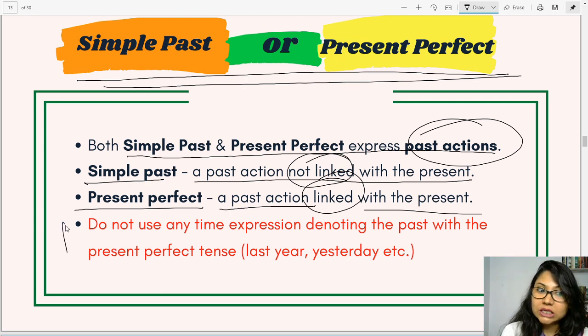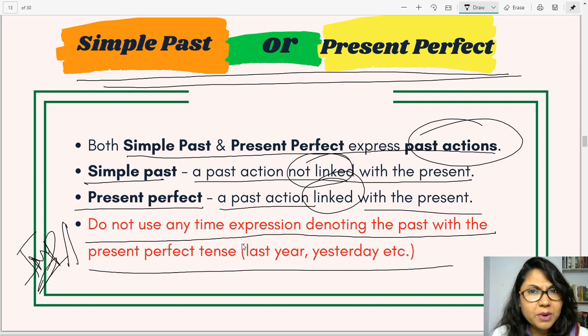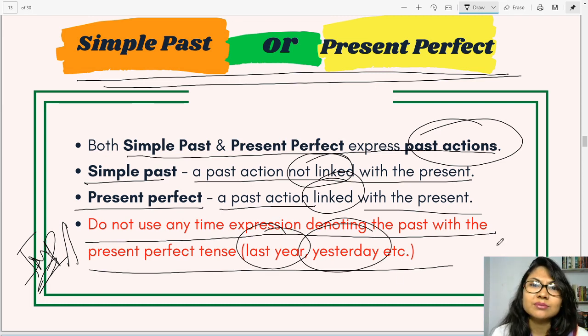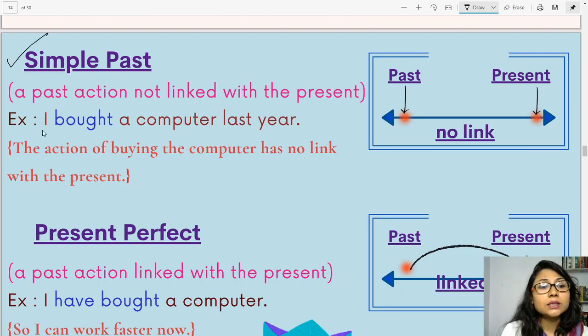Alright. Now, a very important point indeed. Do not use any time expression with the present perfect tense. For example, last year, yesterday, etc. Right. Now, children, remember, in every video, there is something special for you at the end. Even in this one, I have a special slide on common errors that we tend to do in English. But to know that, hang on. We all know patience is a virtue. Let's move on.